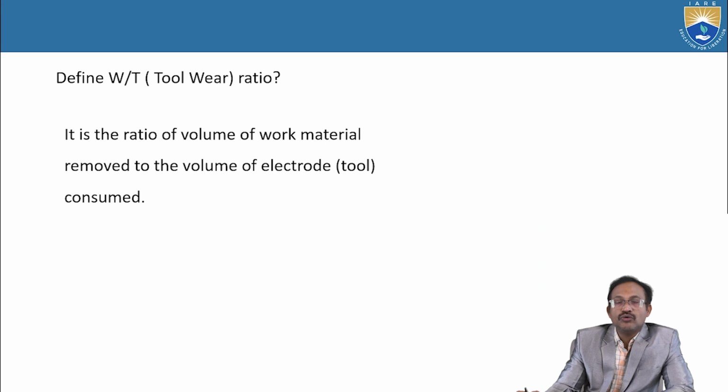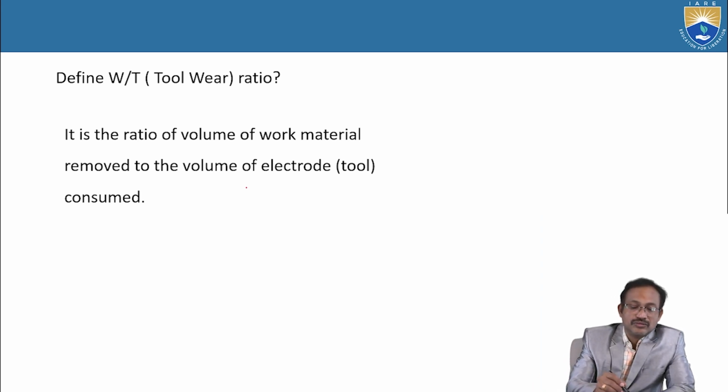Define tool wear ratio. It is the ratio of volume of work material removed to the volume of electrode consumed.